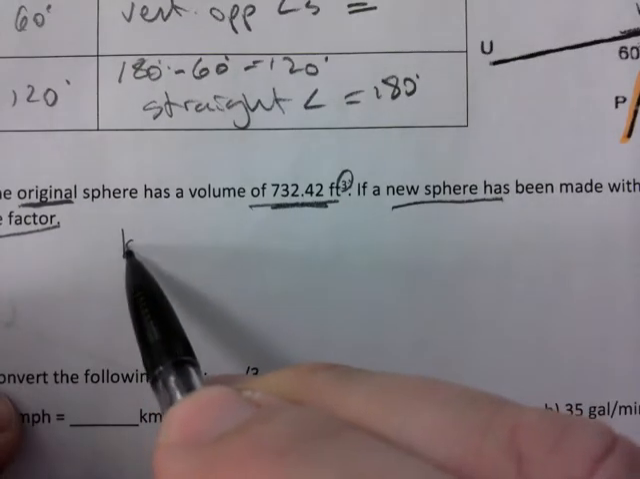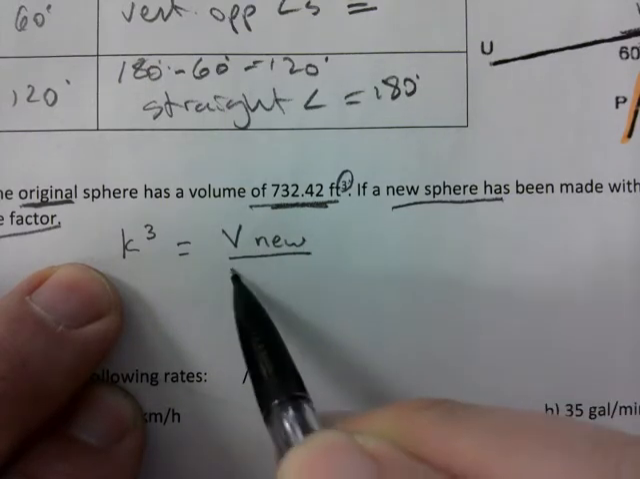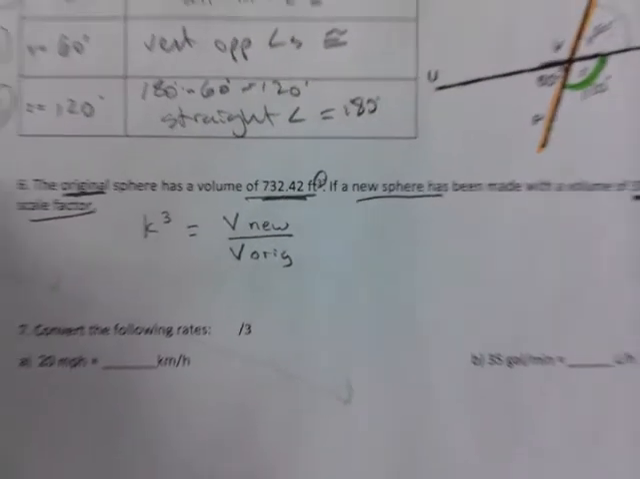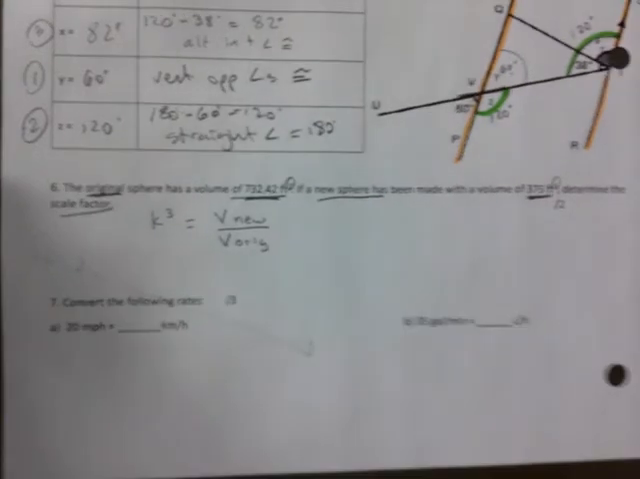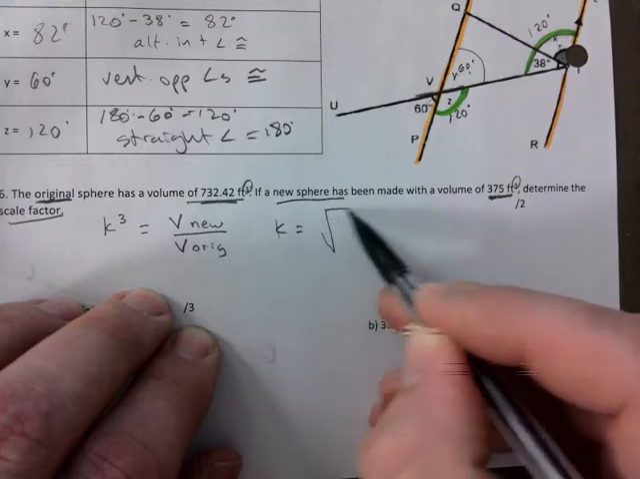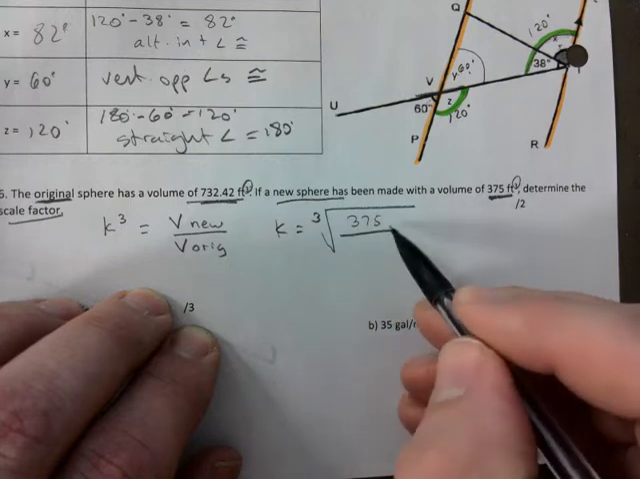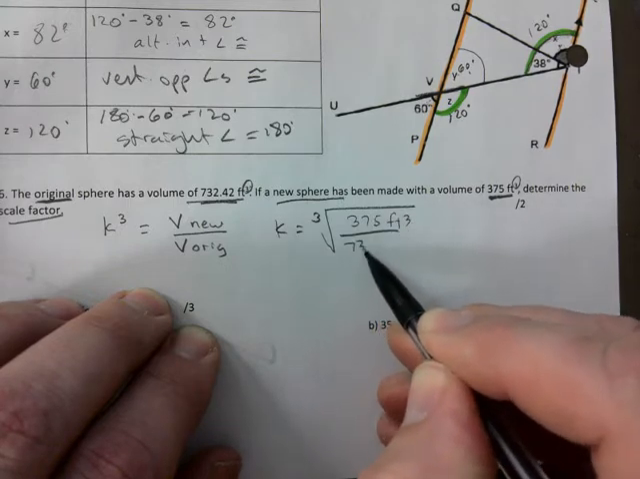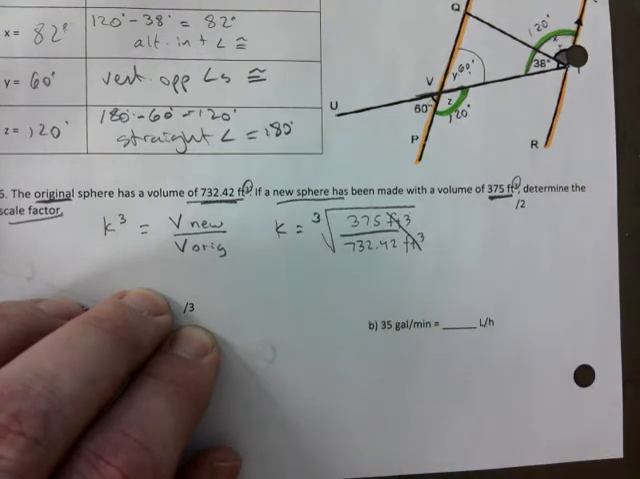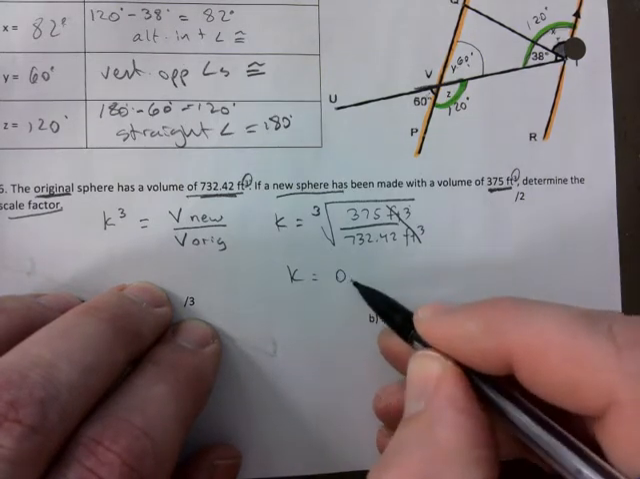This is going to be k to the power of 3 is volume of new over volume of original. It's not just k. We're comparing volumes, right? So let's try this. K is going to be the cube root of 375 cubic feet over 732.42 cubic feet. The cubic feet luckily cancels out, and k gives you 0.80.